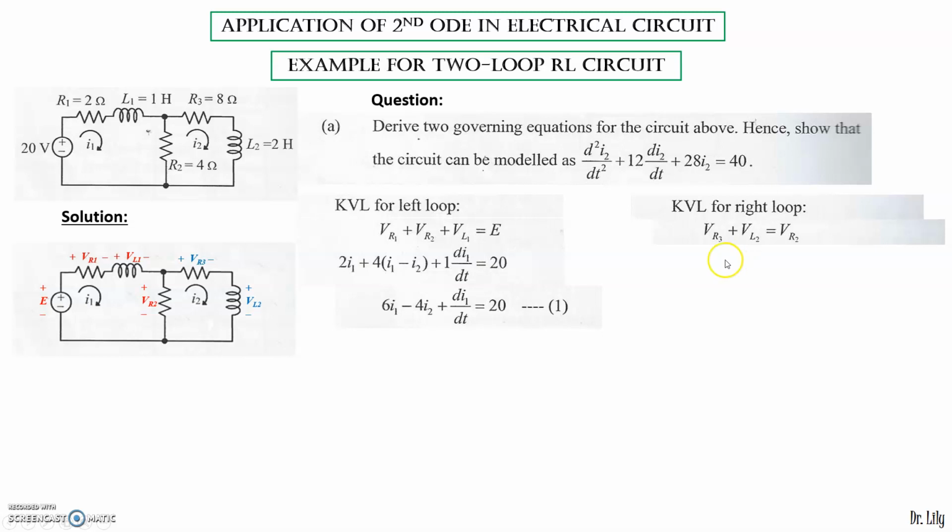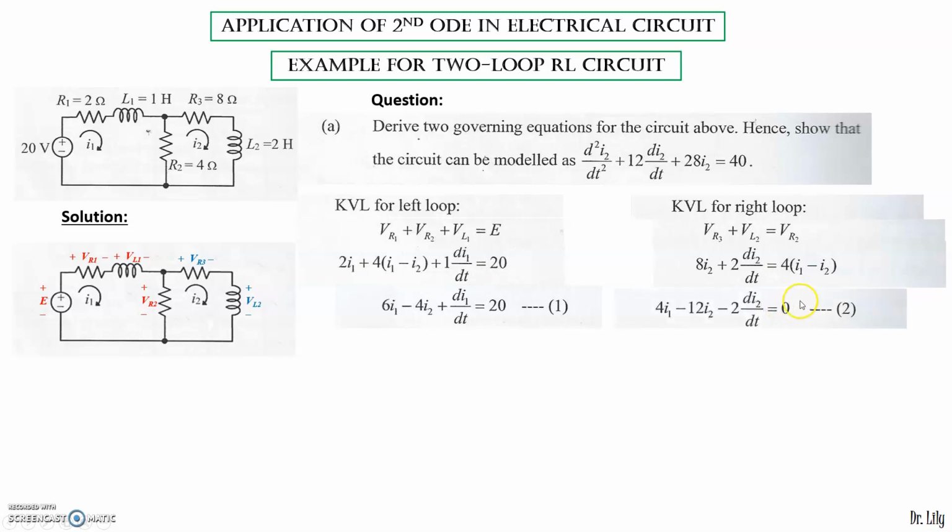After that, we can substitute the formula for each term. VR is equal to IR, where R is 8 ohm and the mesh current for R3 is I2, so you have 8 I2. Plus VL is equal to L dI over dt. L is equal to 2 Henry and I is equal to I2, so 2 dI2 over dt equals VR2. Again, VR2 is equal to 4 multiplied by I1 minus I2.